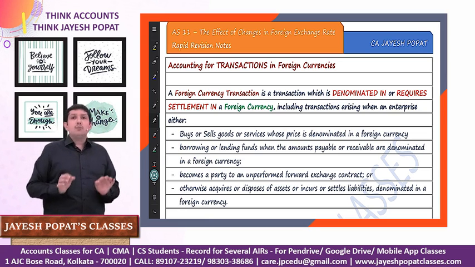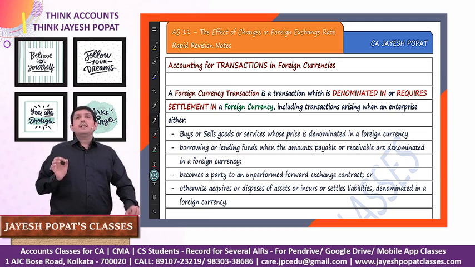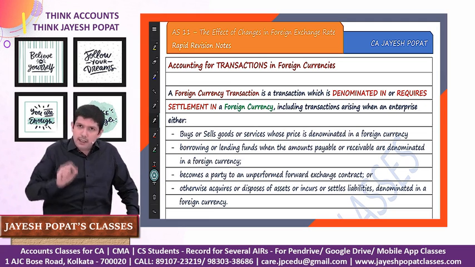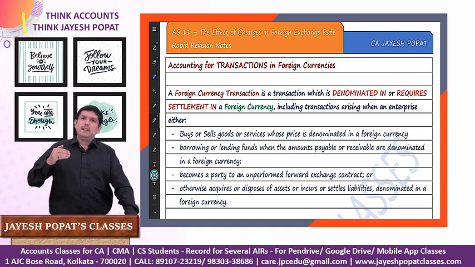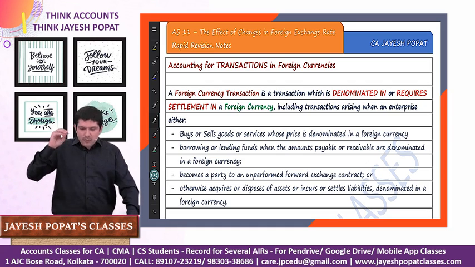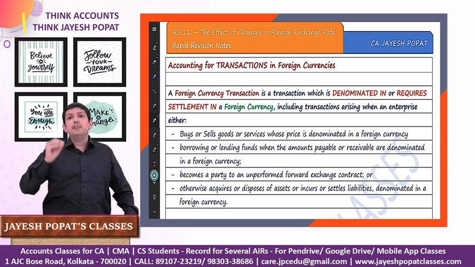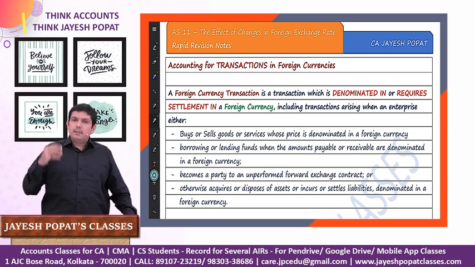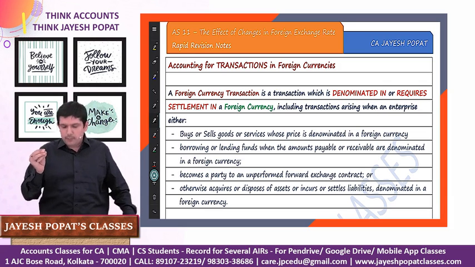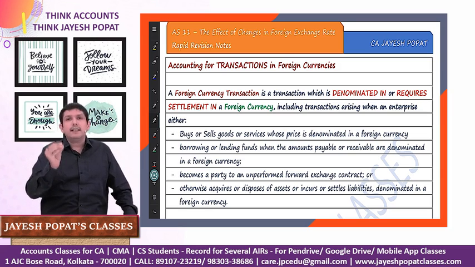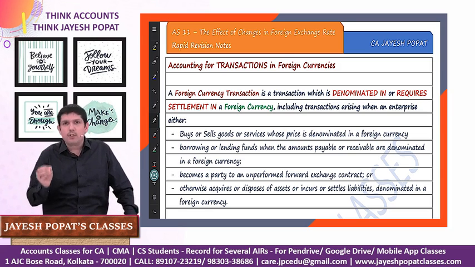Let us first understand what we mean by a transaction in foreign currency. A transaction which is denominated in or which requires settlement in a foreign currency will be treated as a foreign currency transaction. When we say that a transaction is denominated in foreign currency, that means the principal value of the transaction is in foreign currency. Maybe we have purchased certain goods and the invoice is in USD, right? Then that transaction is denominated in foreign currency.